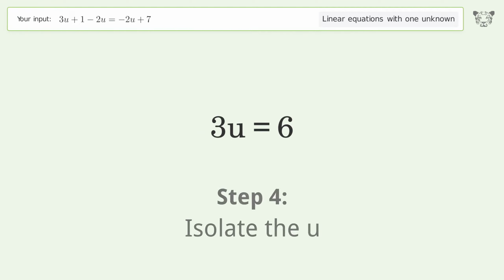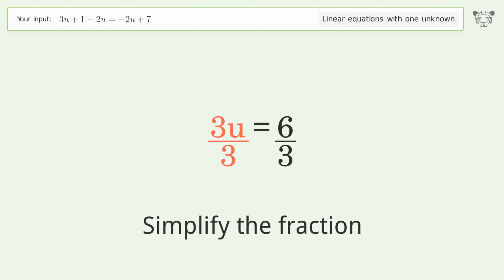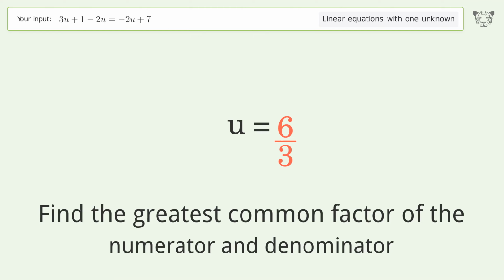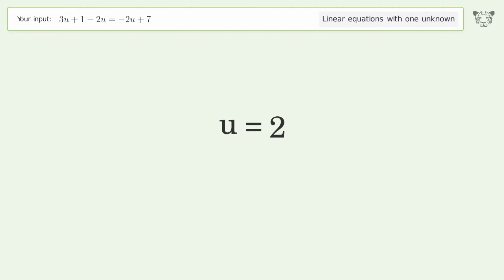Isolate the u. Divide both sides by 3. Simplify the fraction. Find the greatest common factor of the numerator and denominator. Factor out and cancel the greatest common factor. And so the final result is u equals 2.